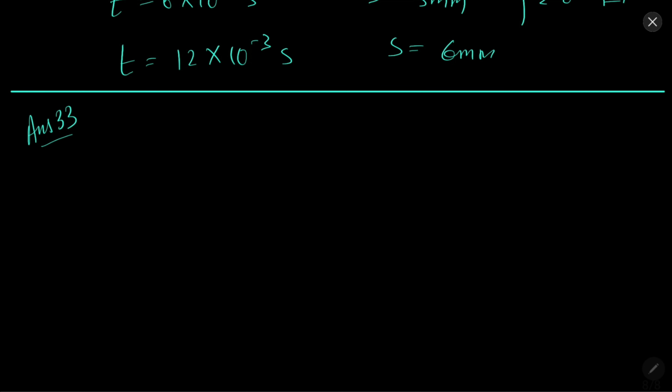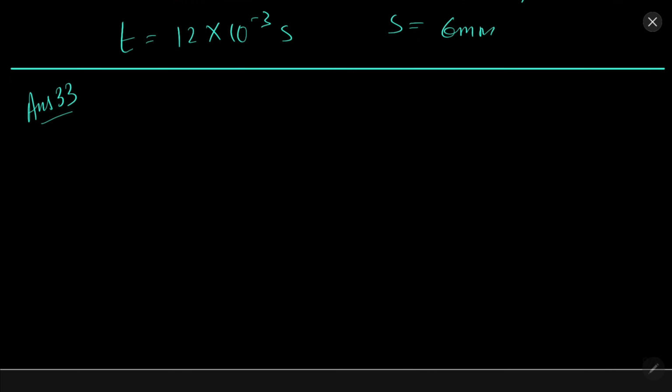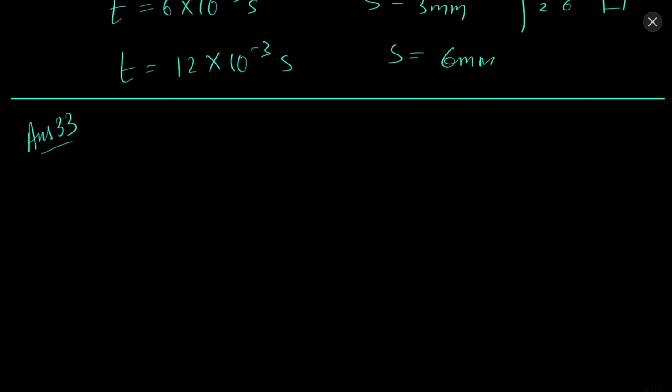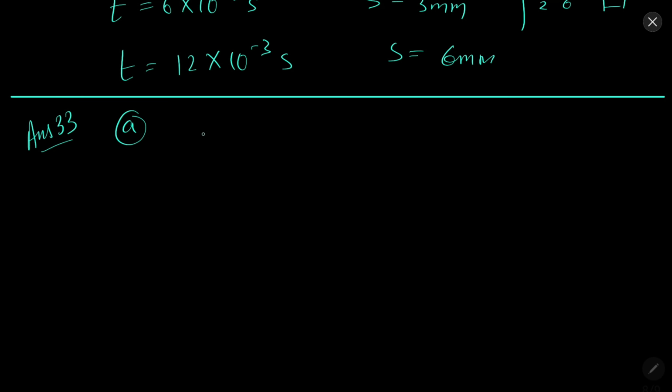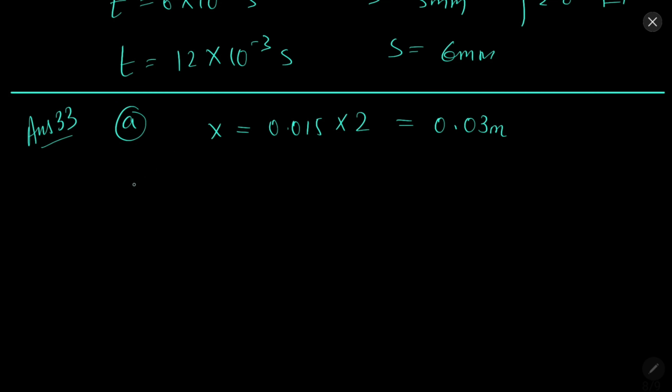Solution 33. In the first part, we need to find how far the first wave will travel in 0.015 seconds. So it will travel x equal to velocity into time, that is 0.03 meter, and this is the path difference.